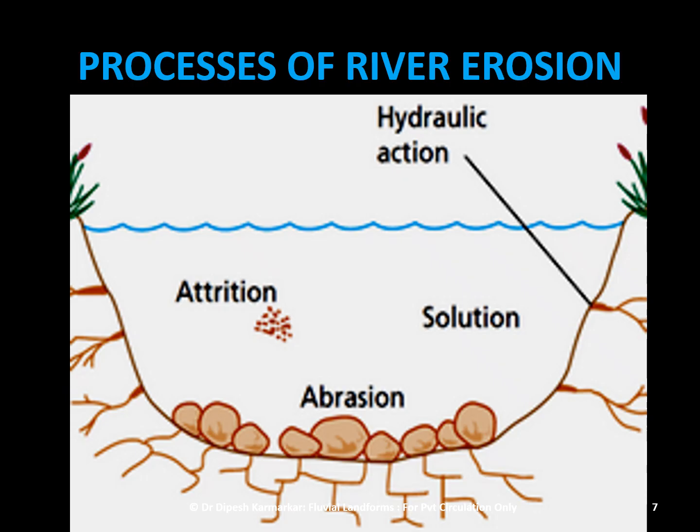This diagram recalls the processes of river erosion which you have already studied in the previous chapter: hydraulic action, abrasion, attrition, and solution, which we will now see at work in specific landforms.